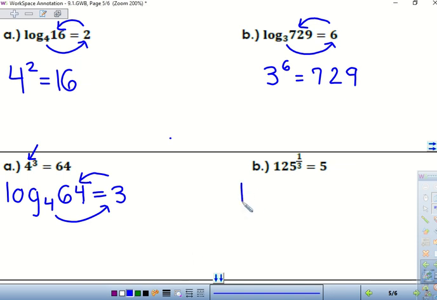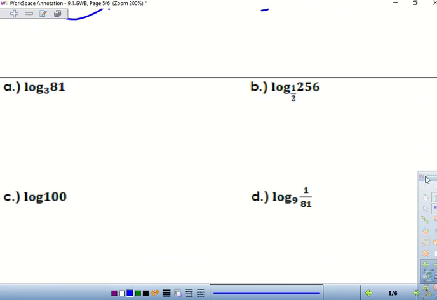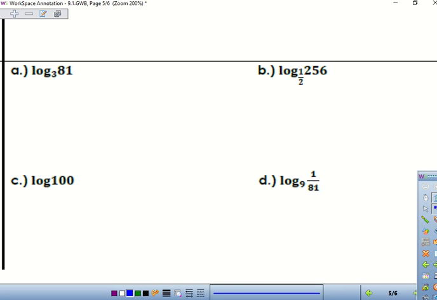What would be the next one? Log base 125 of 5 is equal to 1/3. So remember, logs represent exponents, so they're going to be equal to exponents. They're always going to be equal to the exponent. So that's the rule.